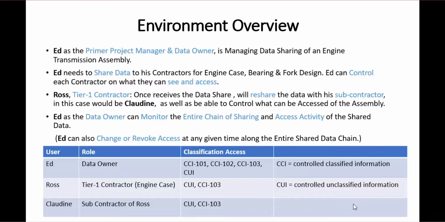Based on the chart below, we will see Ed, Ross, and Claudine. The roles for each, as I mentioned before, are data owner, Tier 1 contractor, and subcontractor. The classification access will be used within the files to determine what access rights each of these users will have, based on the classification of the part that they are going to look at.